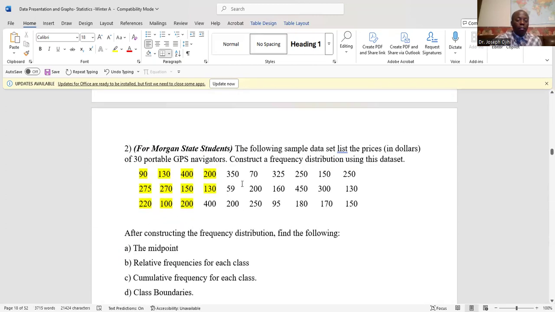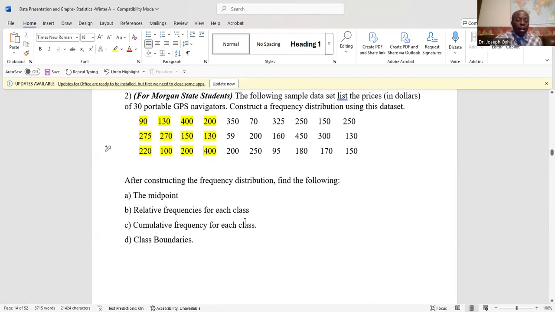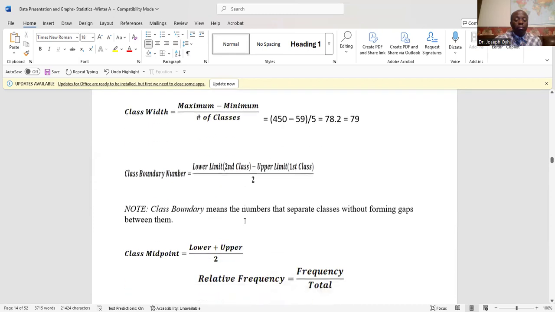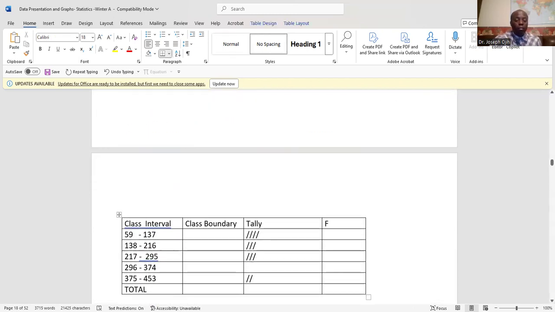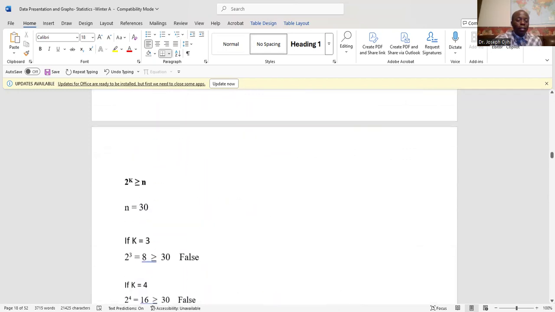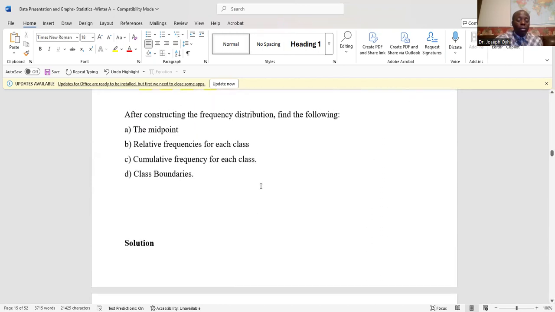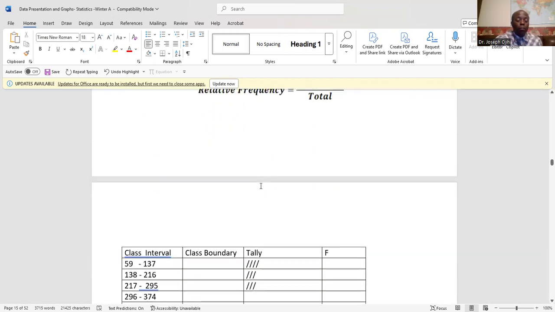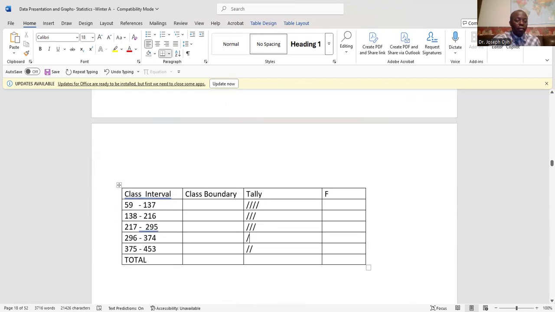We got 400. And that 400 belongs to what group? This one. Okay. I have 350. What group does 350 belong to? This one here. Okay.